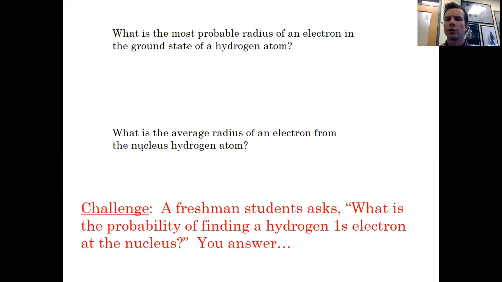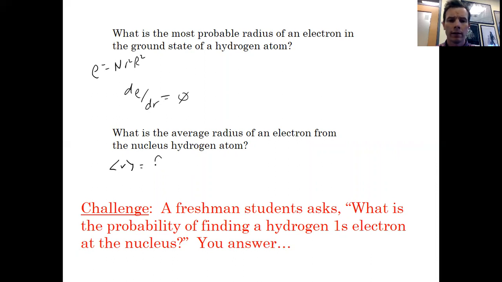How do I calculate the most probable radius of an electron in the ground state of a hydrogen atom? I'll help you think about this. Well, remember, rho is equal to N r squared big R squared. And if I want to find the most probable, what you're going to do is set d rho dr equal to 0. You'll find the maxima. What's the average radius? You should be able to calculate these things. And again, I'll help you here.